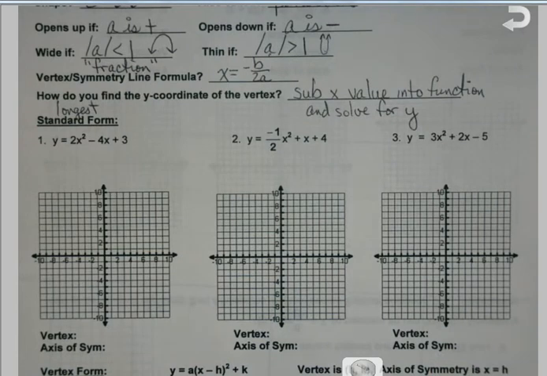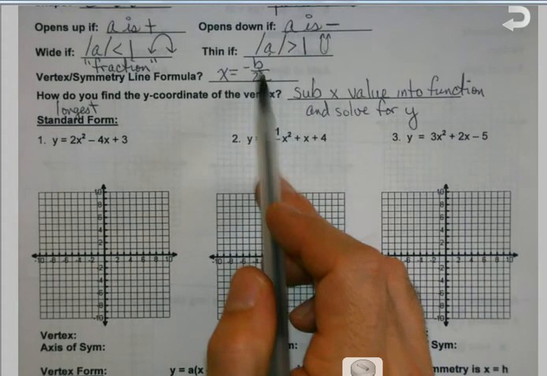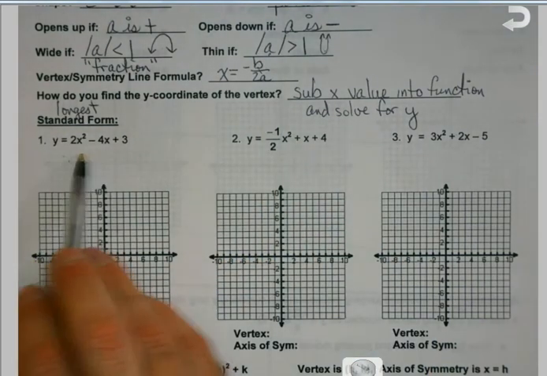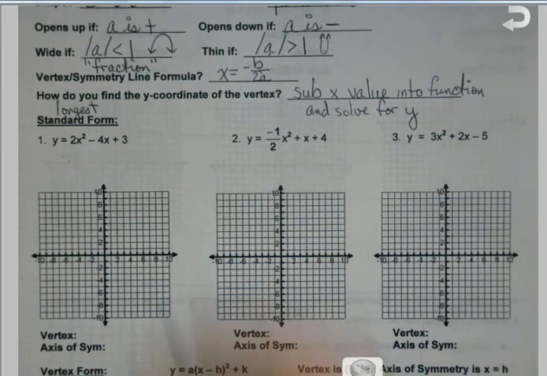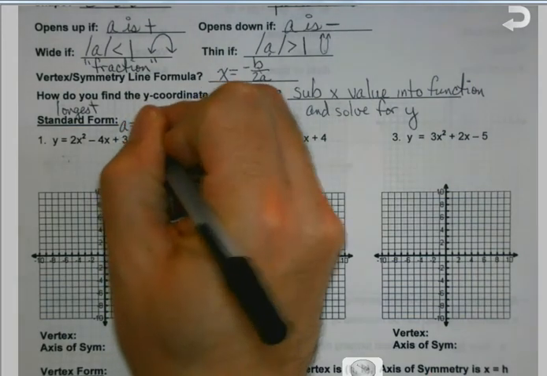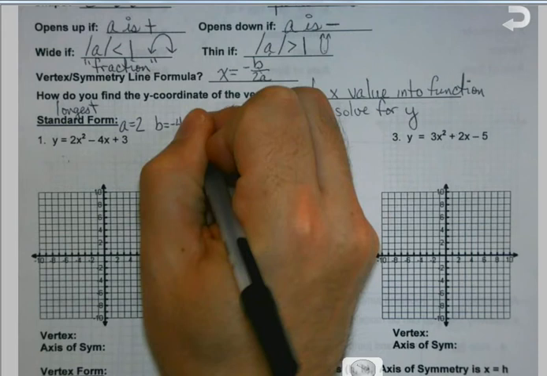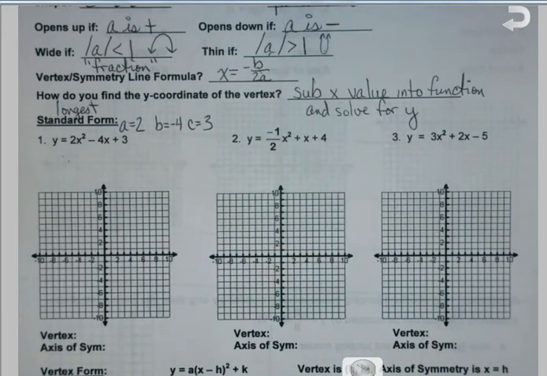First things first, I need to know what my A, B, and C values are because I need to be able to plug them into my formula. So what's my A value in this first expression? 2. Okay, so my A is 2. What about B? Negative 4. And we don't need C in this case. We will down the road, though. So we'll go ahead and get it labeled.